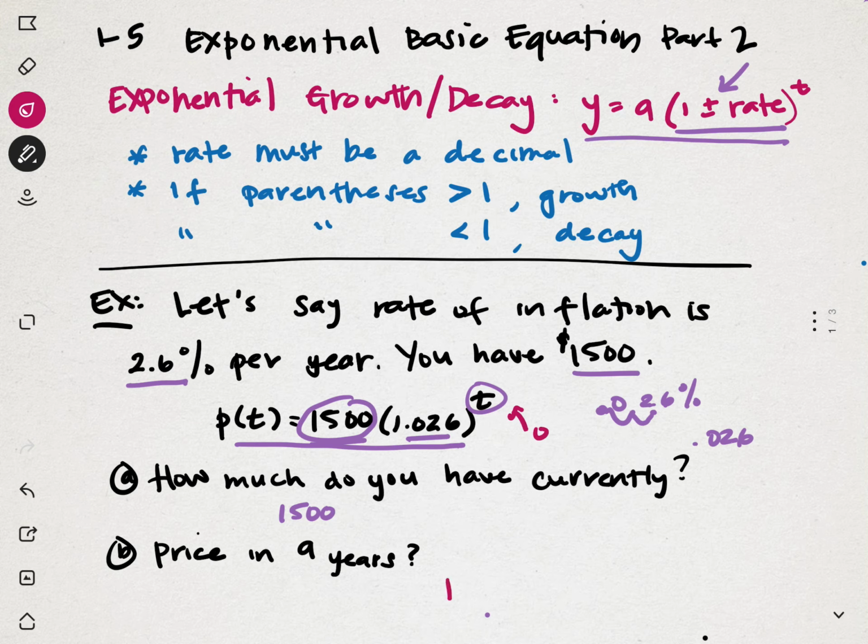All right, so for the price in 9 years, that would be the P of 9. Our t is 9. We're going to have our 1,500, 1.026. Our t is going to be 9. And if we plug that into the calculator, and let's round to the nearest cent, right? Because that's what we measure, and you don't ever have something less than cents when we're talking about money. So if we put that into our calculator, we end up with, rounded, 1889.81.